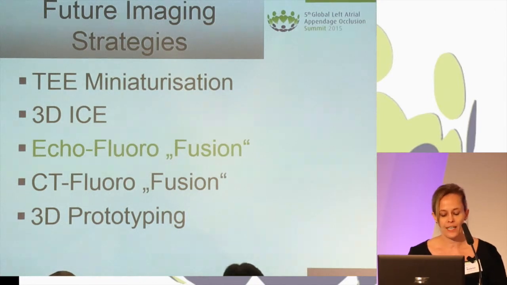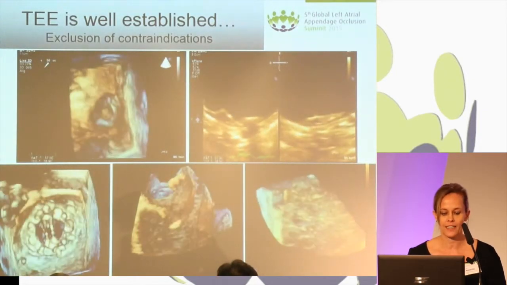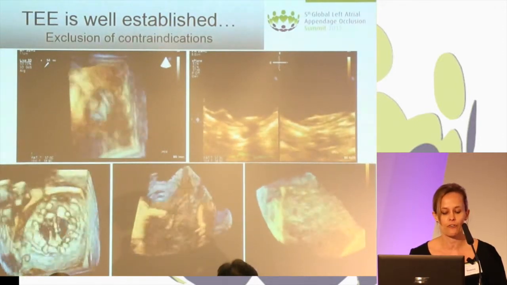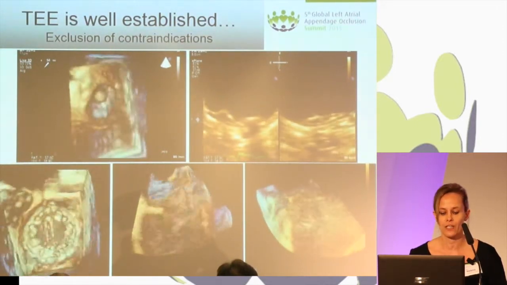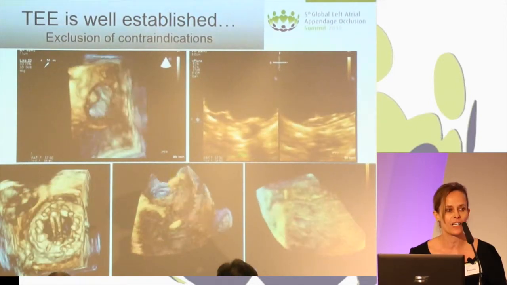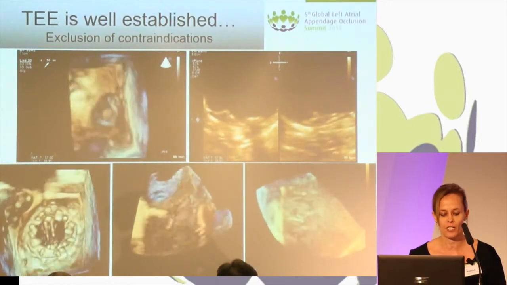So the next topic I would like to discuss is echo-fluoroscopy. We all know and are familiar with TEE, and it's well established during the procedure. So we see some examples of the exclusion of contraindications here. We have a thrombus in a 3D aspect, which is mobile here at the ostium of the left atrial appendage. We see a mobile plaque in the aortic arch over here.